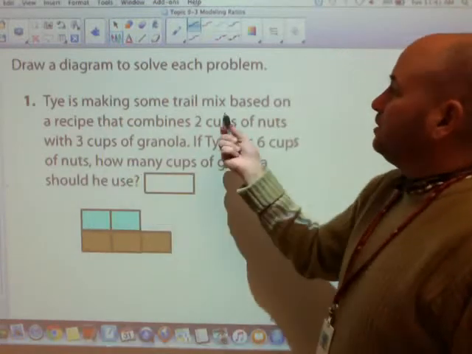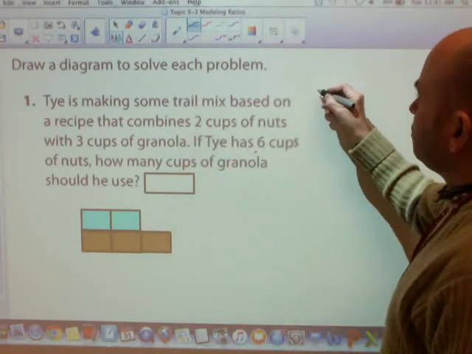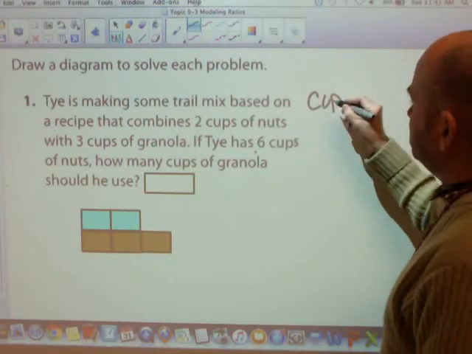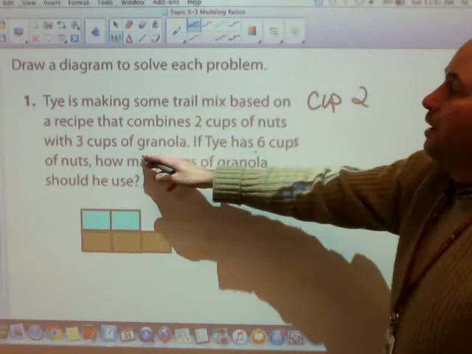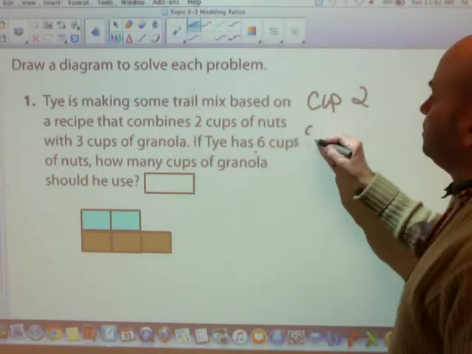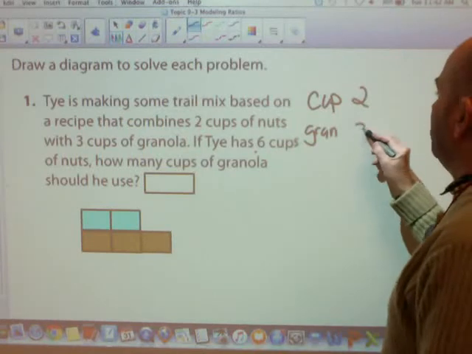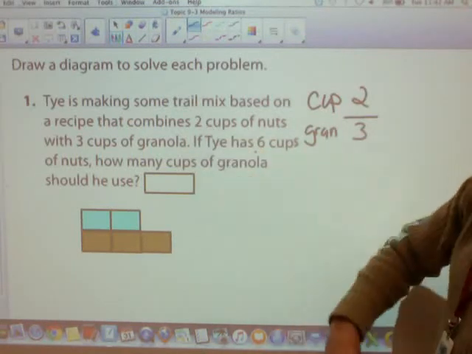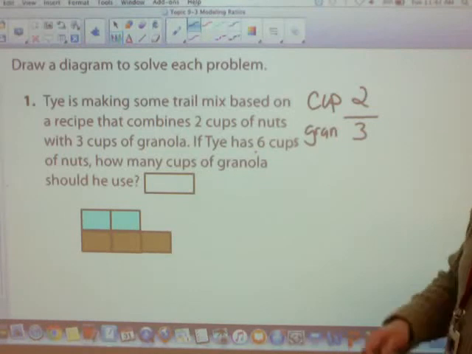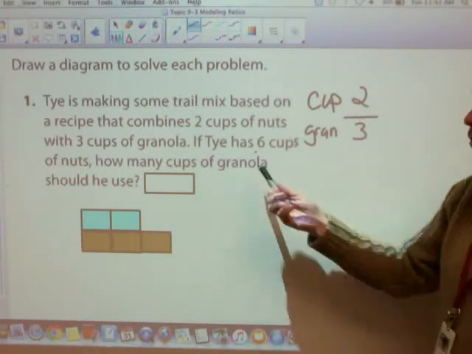Ty is making some trail mix based on a recipe that combines 2 cups of nuts. So I'm going to write down the cups, and I have 2 of them, to the number of cups of granola. I'm going to just write gran for granola, and I have 3 cups that the recipe requires. So it requires 2 cups of nuts and 3 cups of granola. He has 6 cups of nuts. How many cups of granola should he use?